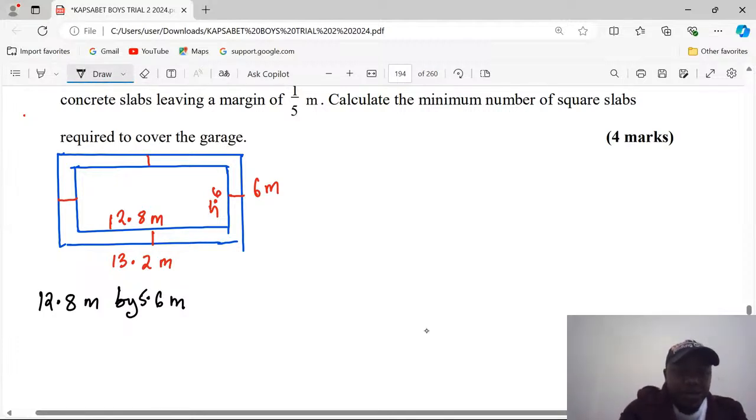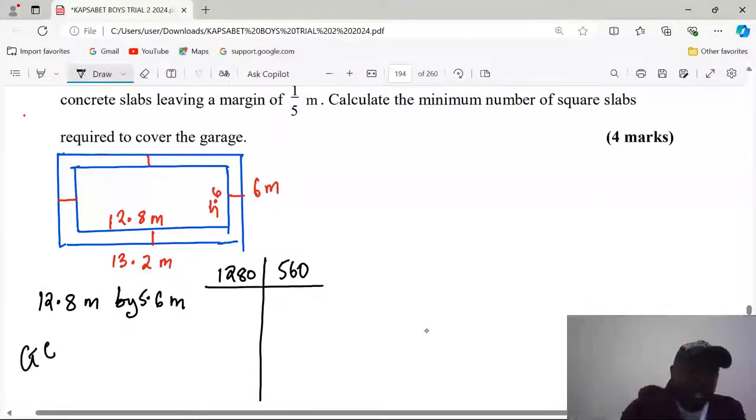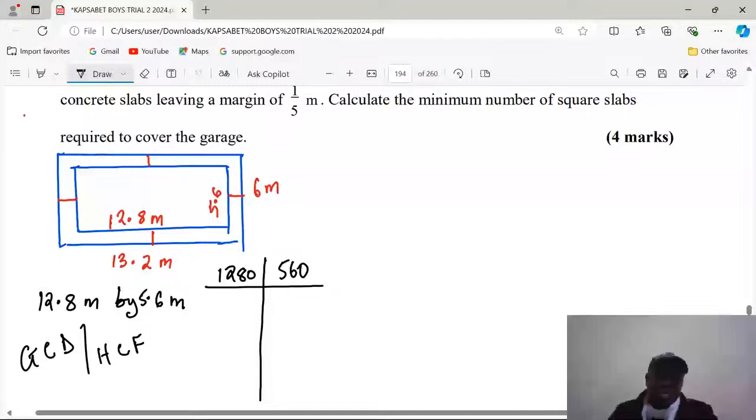So we are getting the GCD of 1280 and 560. Sorry, not the LCM. The GCD, the highest common factor, HCF, of these numbers. Remember, it is a value smaller than the LCM.